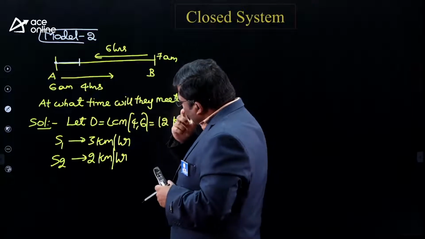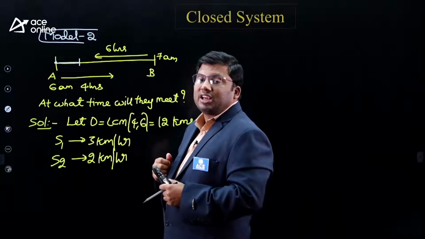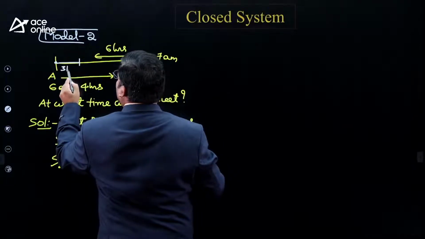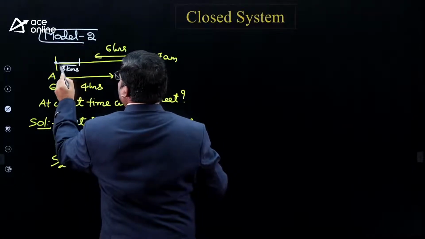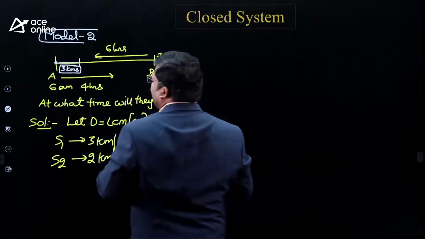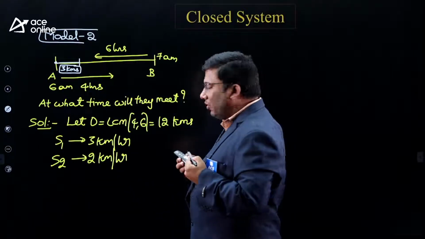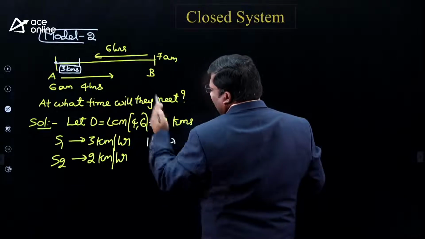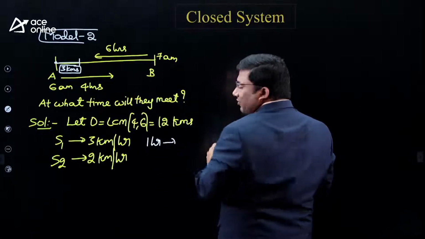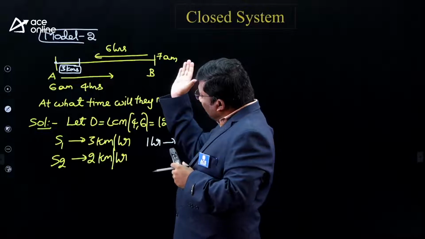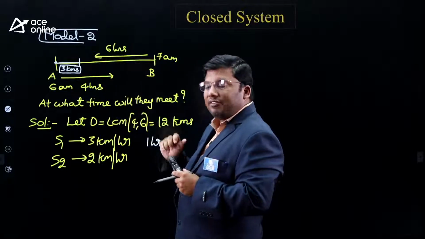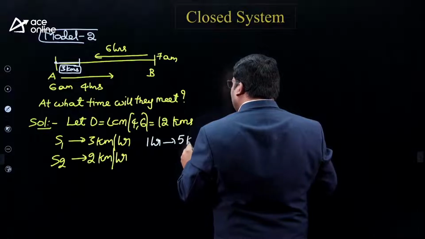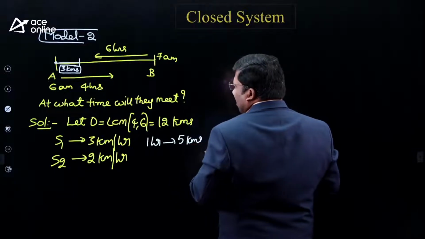The first train started at 6 a.m. What is the speed of the first train? 3 kilometers per hour. That means it would have already traveled 3 kilometers. Are you all with me? So in 1 hour, 3 kilometers from A and 2 kilometers from B to A. So in 1 hour, total distance traveled is 5 kilometers.